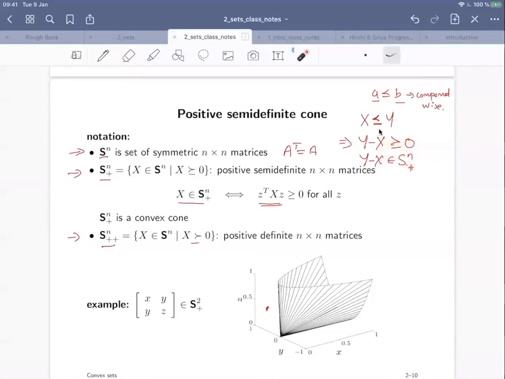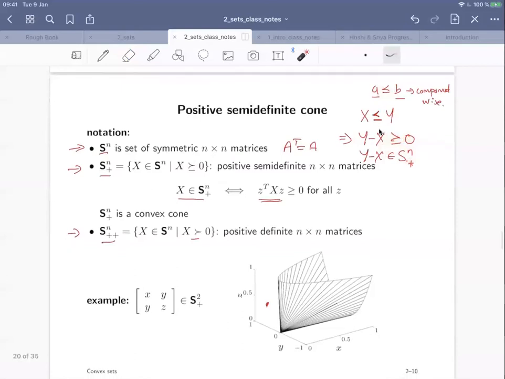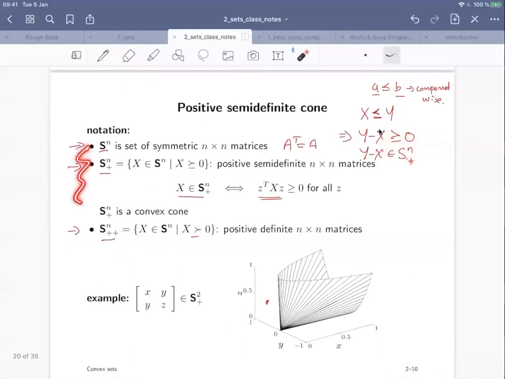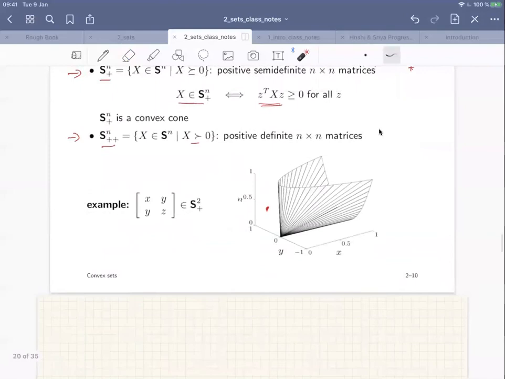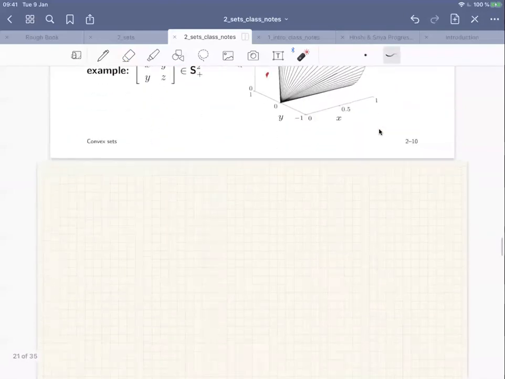Now we prove that there are some interesting facts on this. So all these sets are convex sets. The set of symmetric matrices is a convex set. The set of positive definite or positive semi-definite matrices is a convex set. How do we prove that? Let's first take symmetric matrices.